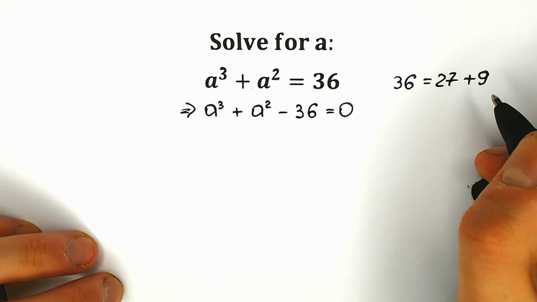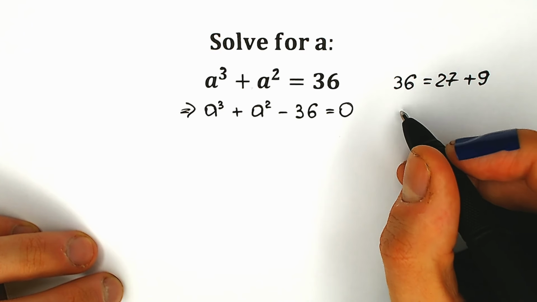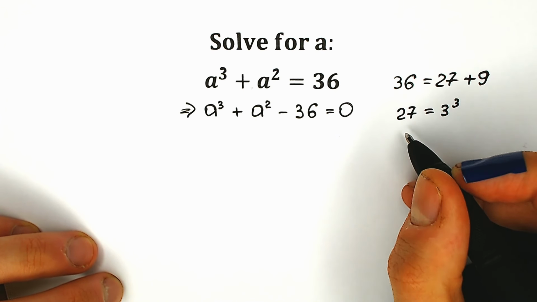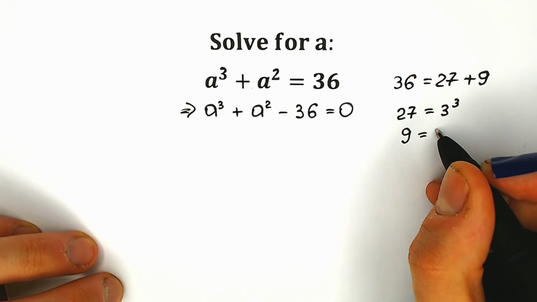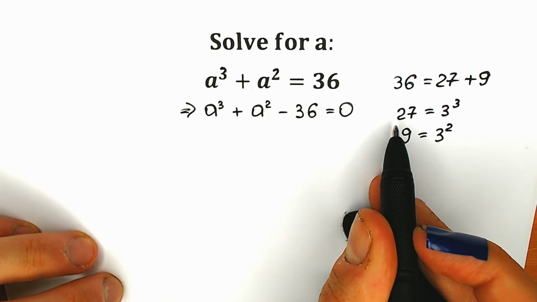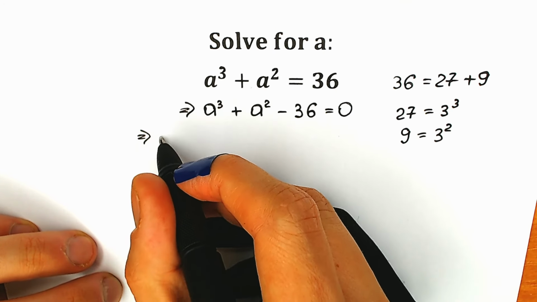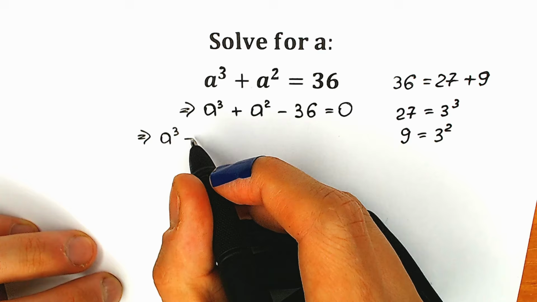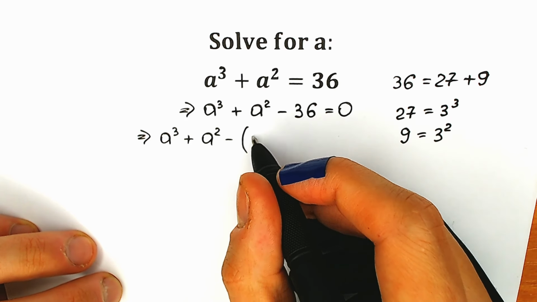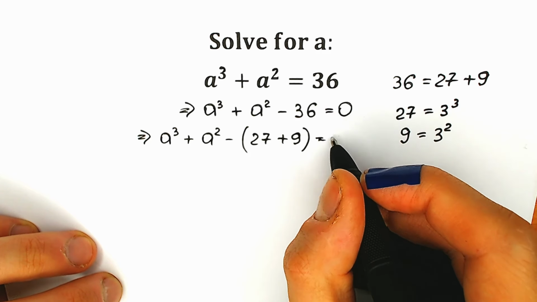A lot of students might be asking why 27 plus 9. Because 27 we can write as 3 cube, and 9 we can write as 3 square. Right now, first of all, let's express the 36 as 27 plus 9. So we have a cube plus a square minus, in parentheses, 27 plus 9. Okay, I hope you understand this step.